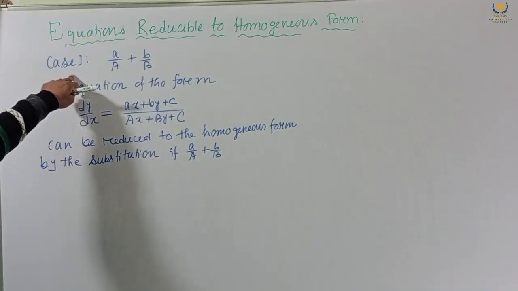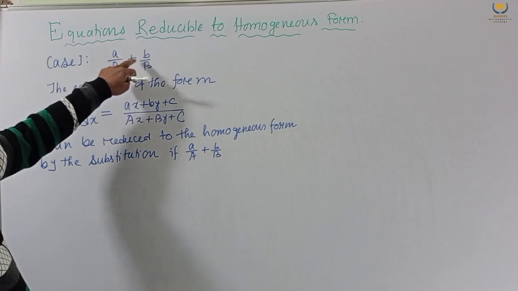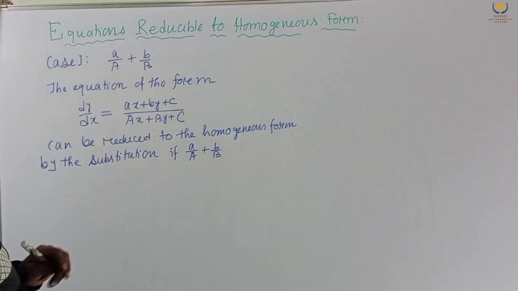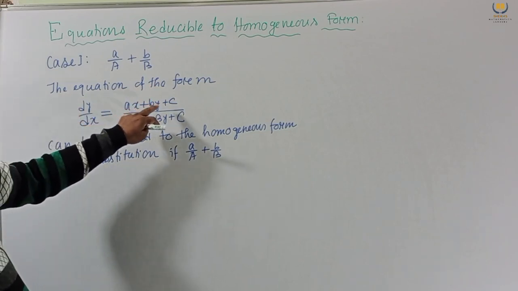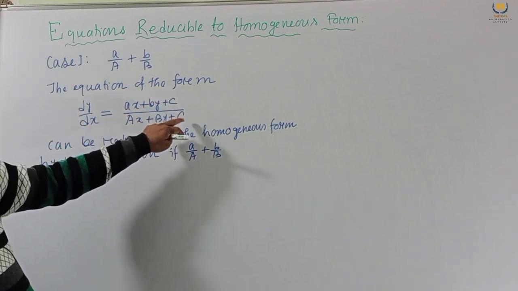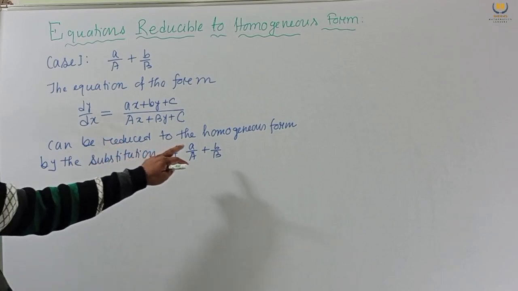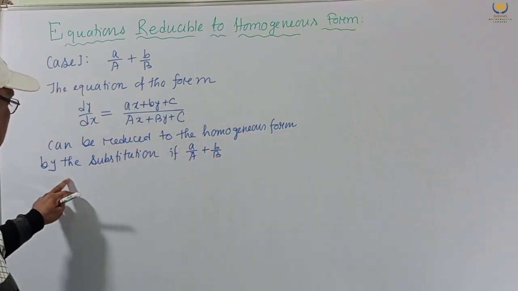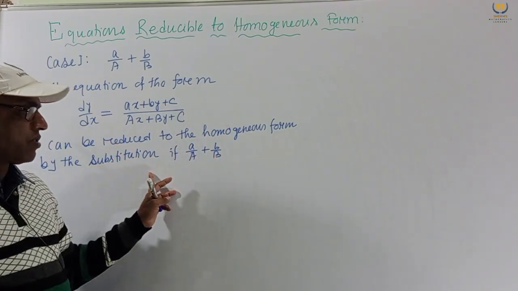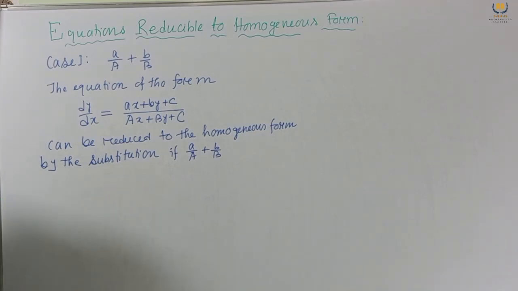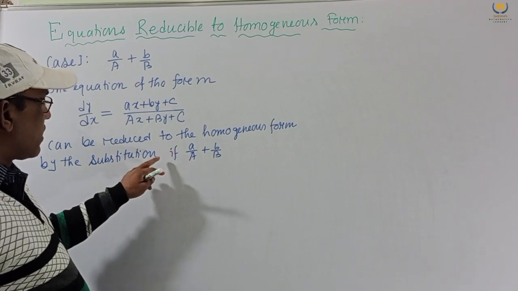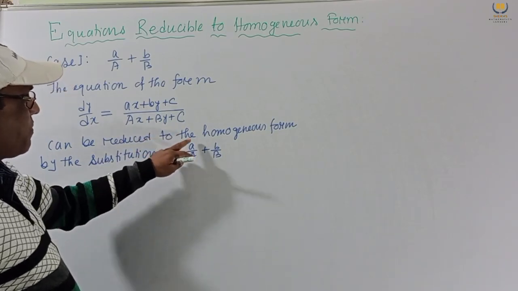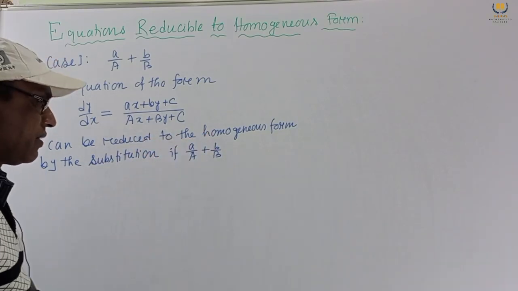Case 1, we consider a by A not equal to b by B. This is the a by A, b by B form. The equation of the form dy/dx equal to (ax plus by plus c) by (Ax plus By plus C) can be reduced to homogeneous form by the substitution method. By substitution, we can convert to homogeneous form if a by A is not equal to b by B.